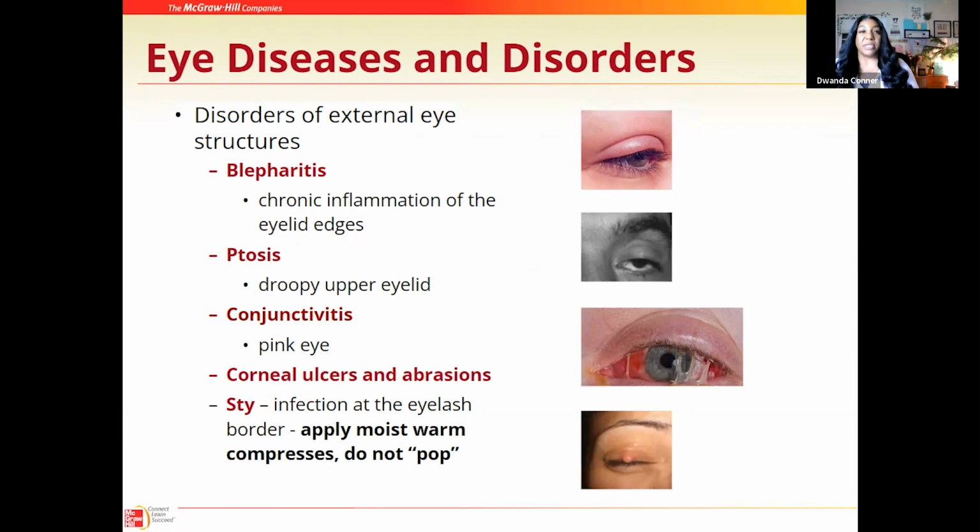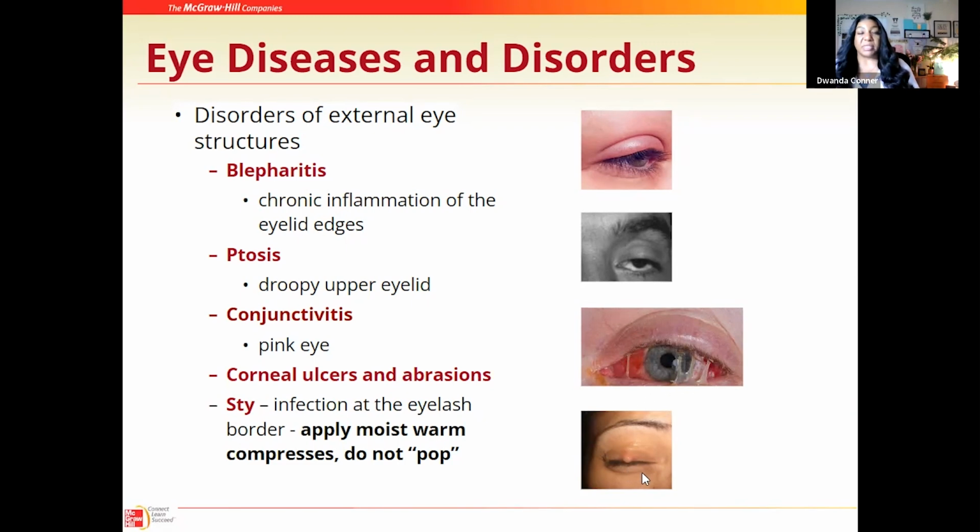The next one down is ptosis. That P is silent. And ptosis is for a droopy upper eyelid. You can see here, it's almost similar to a lazy eye. It has some of the same characteristics, but ptosis is the clinical term. Conjunctivitis, also going to be familiar, otherwise known as pink eye for obvious reasons here. The eye turns pink. It also has a discharge associated with it as well as inflammation.